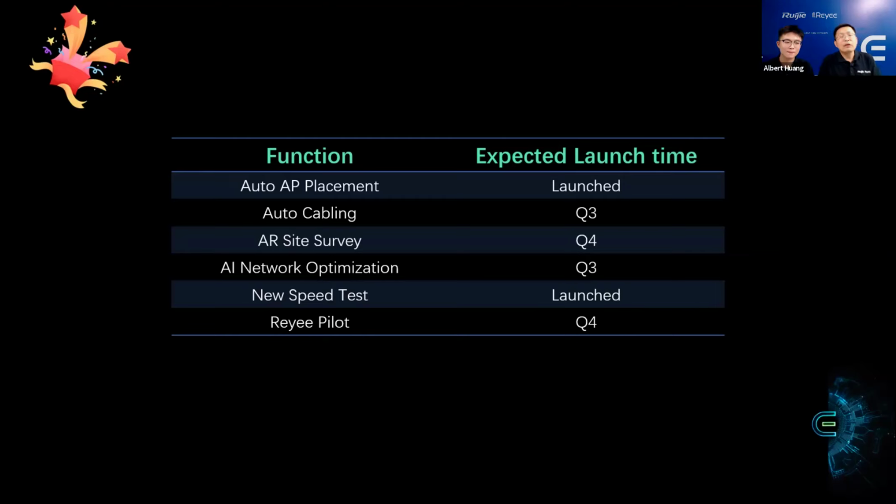Okay, of all the features we introduced, two features are already launched: auto AP placement and the new speed test. There are two new features, auto cabling and AI network optimization, which will launch in Q3 this year. Another two features, AR site survey and Reyee Pilot, we plan to launch in Q4. Okay, I think everyone now should be quite clear about the launch time for our new functions. Yes, hope our partners love it.